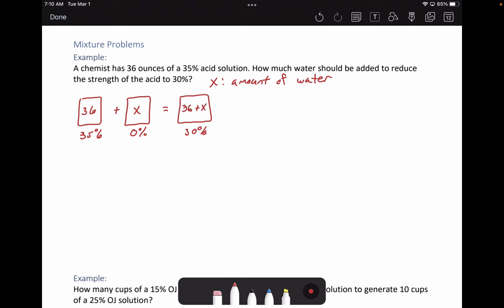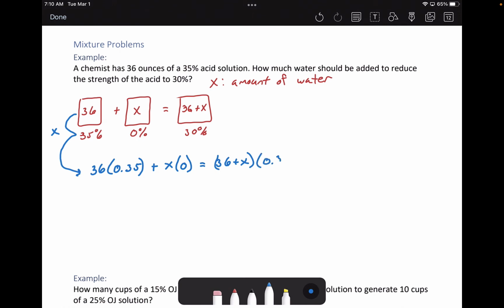And so now to create our equation, we're simply going to take the volume times the acidity and see what the result is. So here we're going to multiply 36 times 0.35 plus X times 0% equals 36 plus X times 0.3. And there's our equation. Let's go through and simplify now.